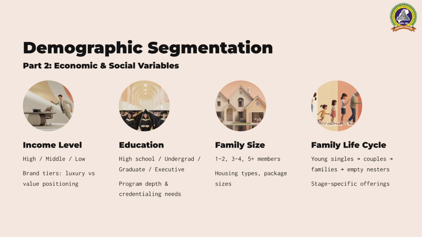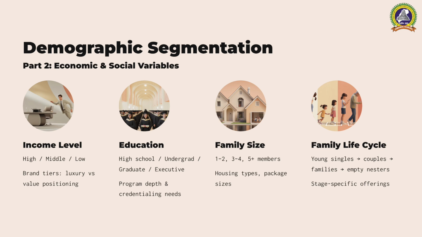Next one is family size. It is another variable. We can segment based on families with 1 to 2 members, families with 3 to 4 members and 5 plus members. Real estate companies like DLF do this by advertising 1 BHK apartments for nuclear families or singles and 3 BHK or larger homes for joint or large families.